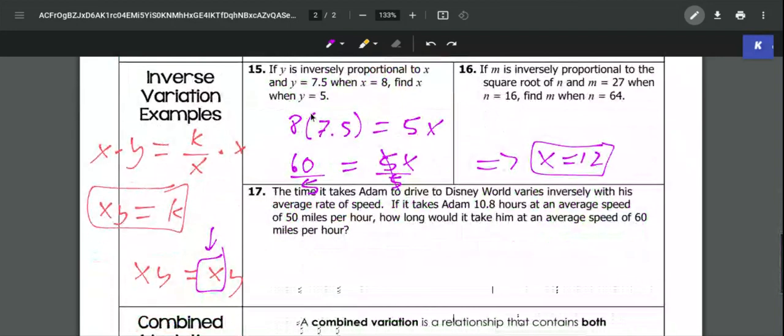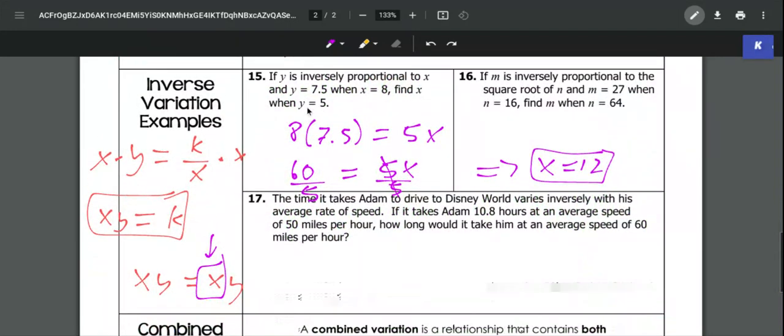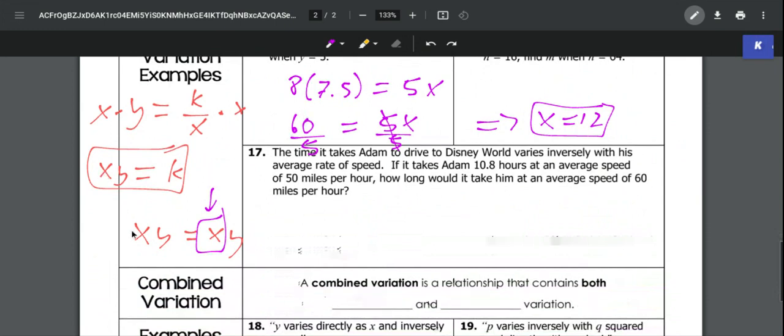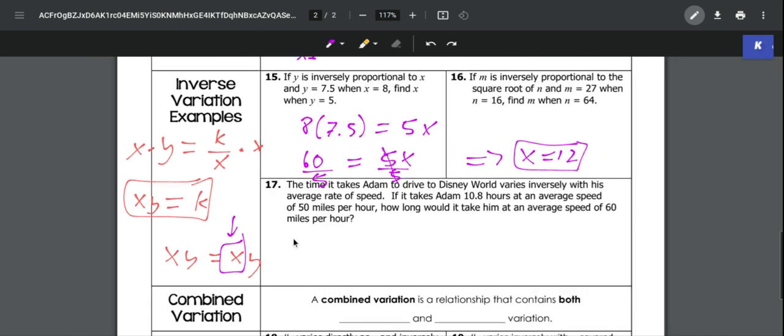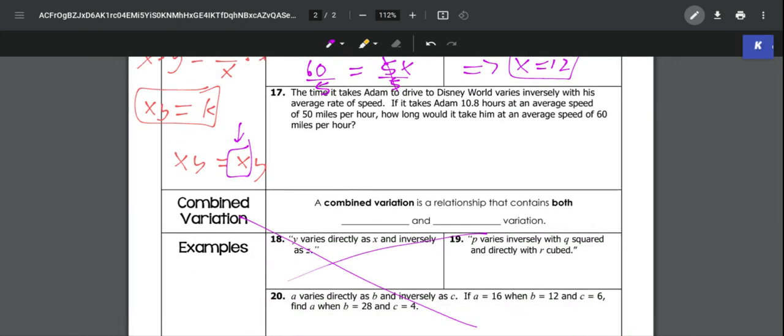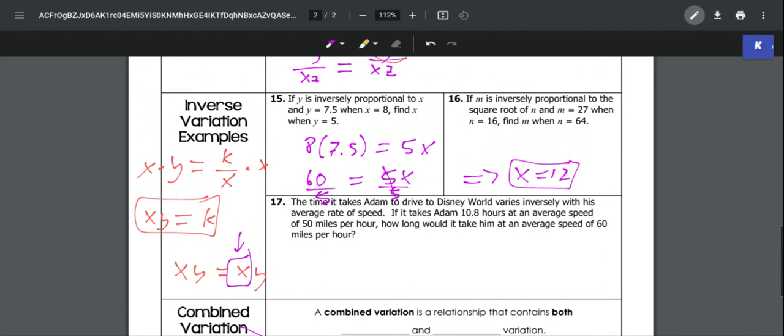And then on inverse variation, it's a multiplication equation. So it's going to look like x times y, or two variables multiplied together, equal to the same two variables multiplied together. And you're going to have a missing variable that you'll have to solve for. And we're not going to look at combined variation. We're not worrying about that.